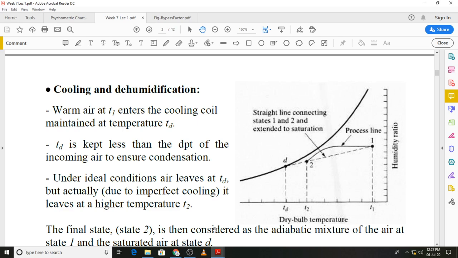So it is not that all the particles of the fluid are cooled to a uniform temperature. Those closer to the surface are cooled more, and away from the surface their temperature is slightly higher. That means when the air leaves the coil, it is actually at a temperature higher than Td, and that is shown to be T2.